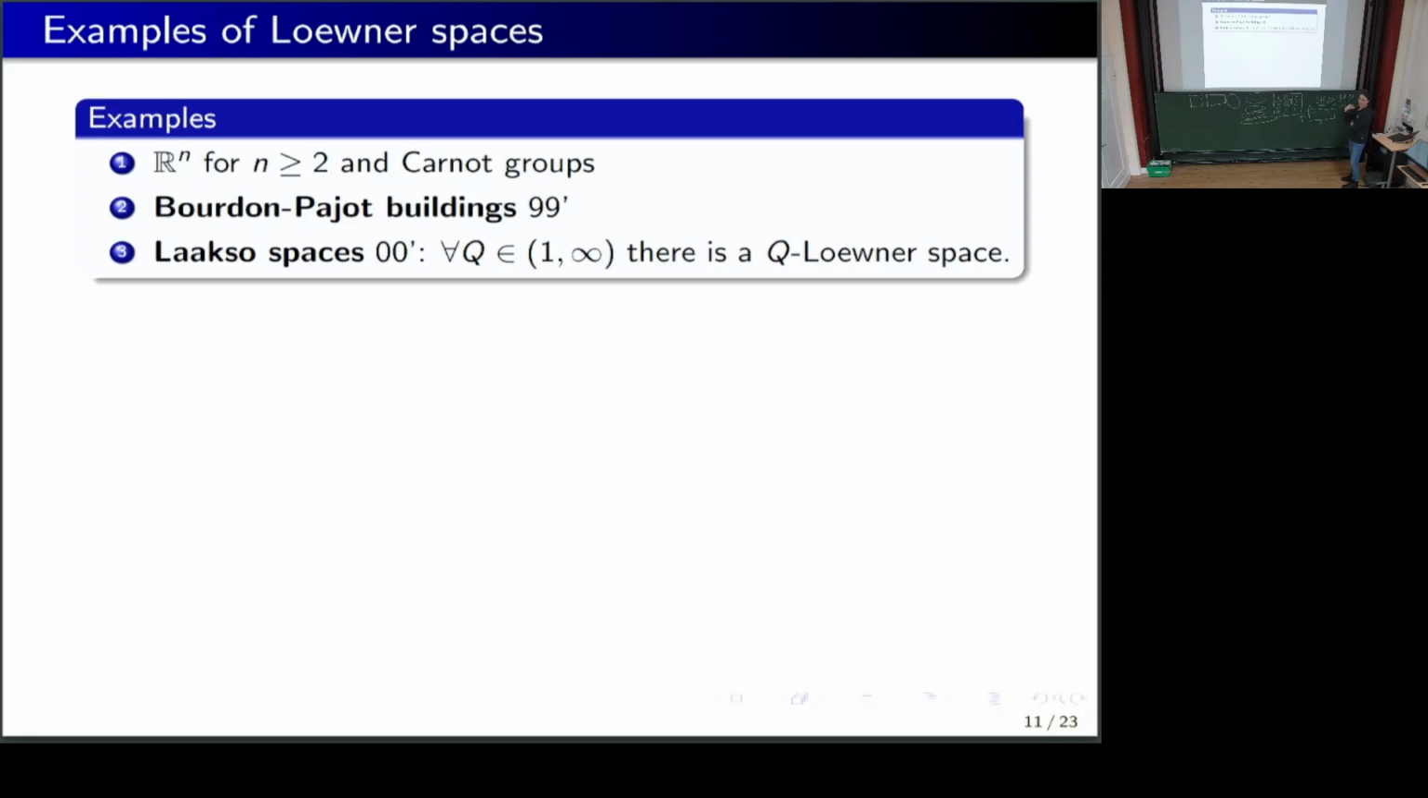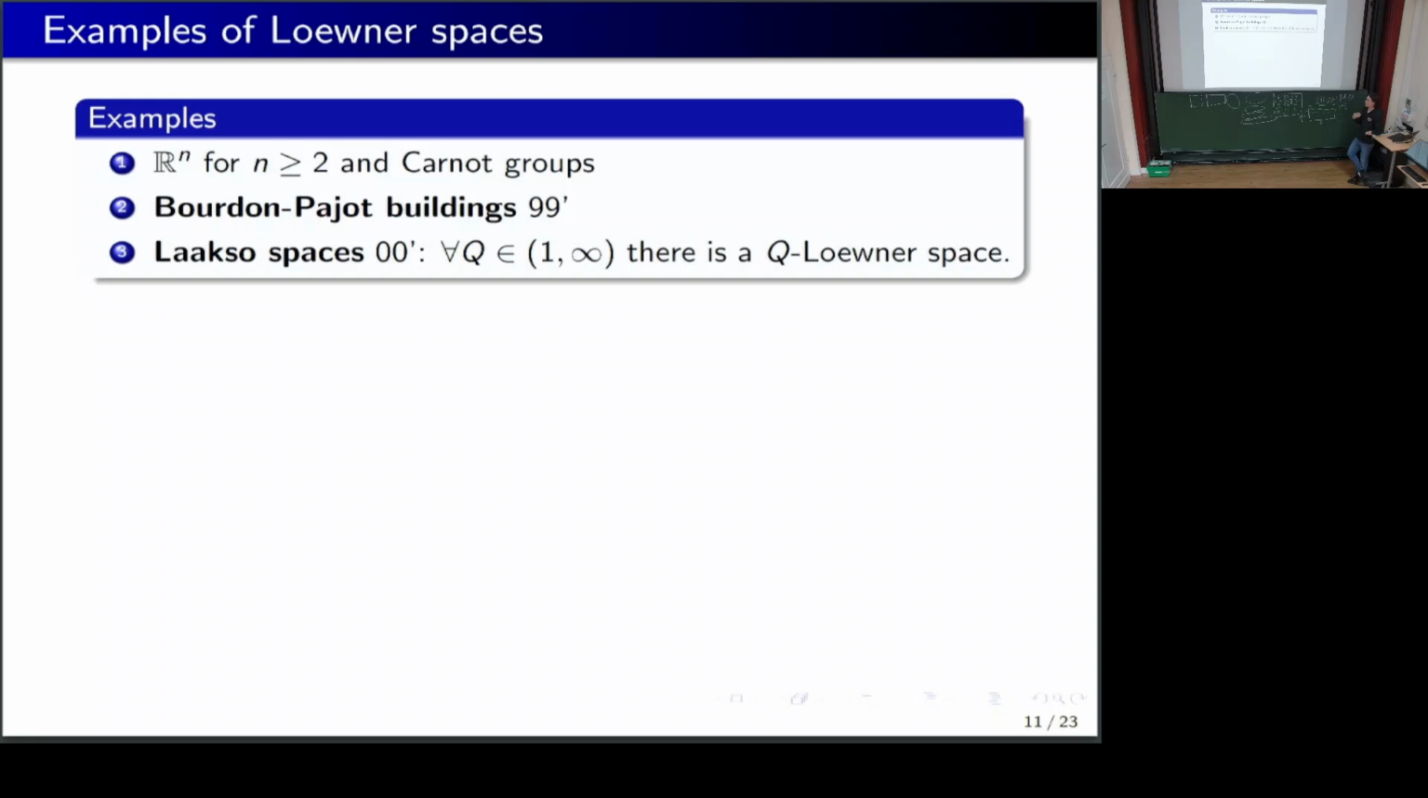So first of all, the Euclidean spaces where n is at least 2, they are Lerner. They are basically the models of Lerner spaces. But also Carnot groups are Lerner spaces, for example, the Heisenberg group. There are also examples in hyperbolic geometry, the so-called Bourdon-Pajot buildings. But there are also fractals. Lots of spaces are fractal spaces.